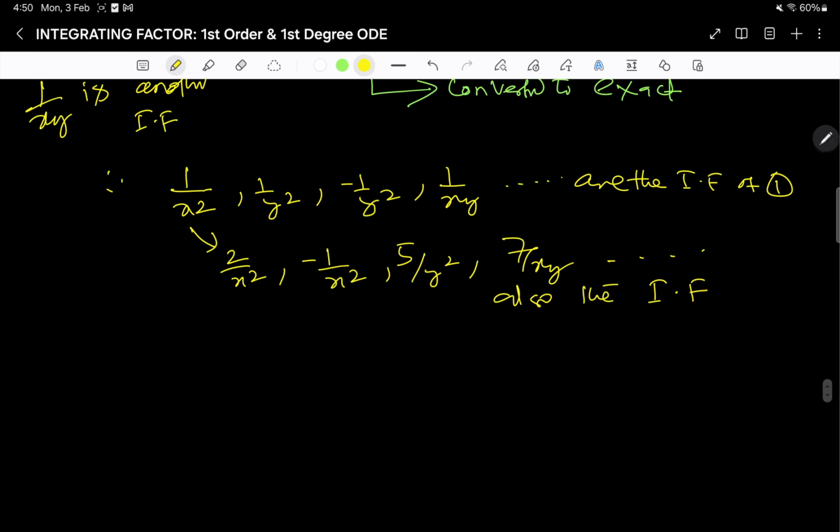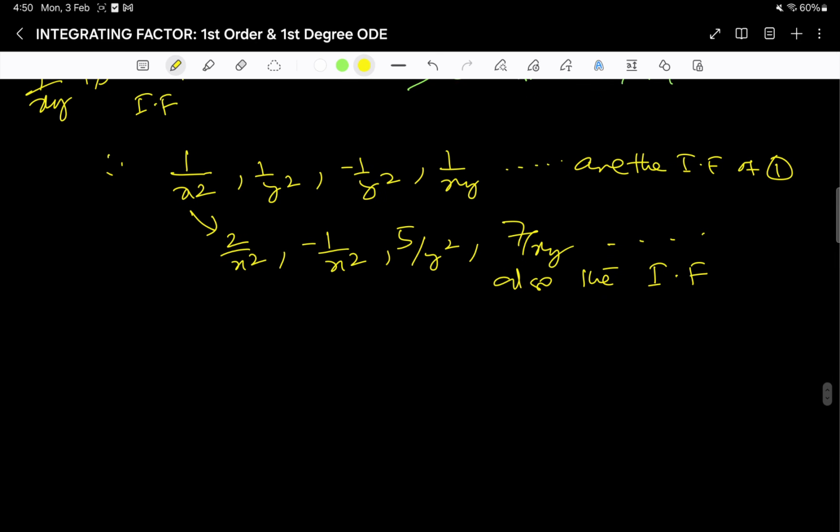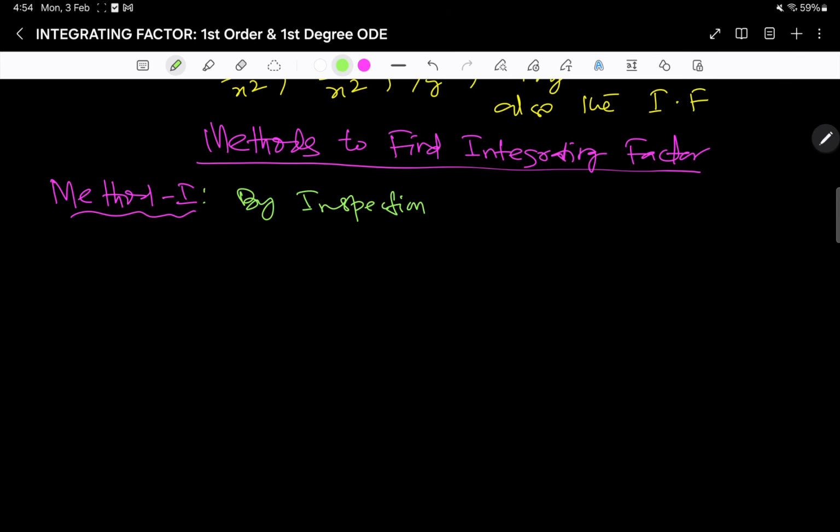Now let us see the methodologies to get the integrating factor. Methods to find the integrating factor. Method 1 is by inspection. I am explaining here some standard examples where you easily find the integrating factor or a complete differential.